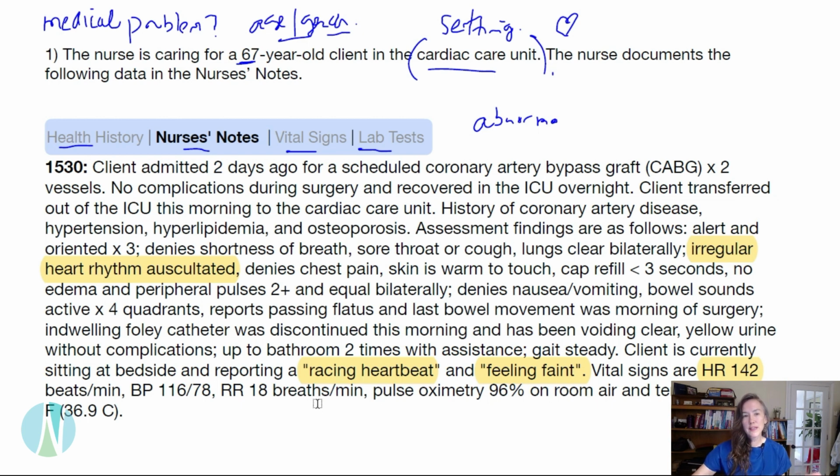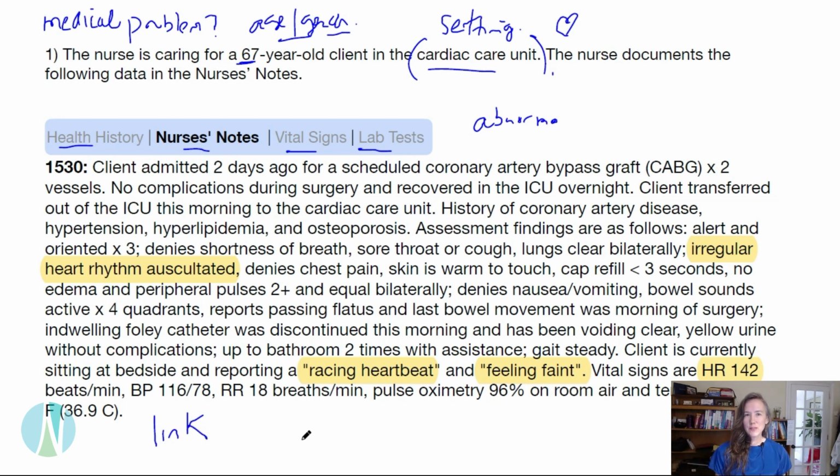So what are some of the things that you see that are abnormal? Well, there was an irregular heart rhythm that kind of goes with the racing heartbeat. And if they have a really fast heartbeat, they may not be getting great cardiac output, so it might make them feel faint. So all of that assessment data sort of goes together. It's kind of all linked together. That's a strategy that I actually use. When I see things that are very similar, I sort of put all those things together.